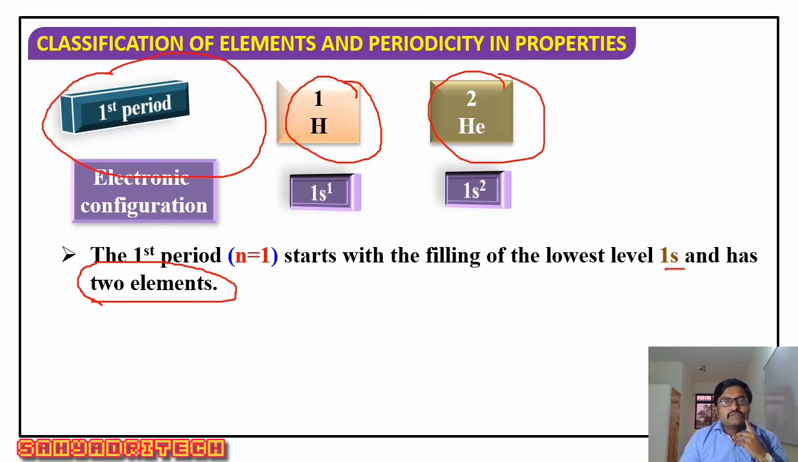Okay, so here I repeat the statement: the first period starts with the filling of the lowest energy level. Which orbital is going to have the lowest energy? It is 1s. So the lowest level 1s and has 2 elements.